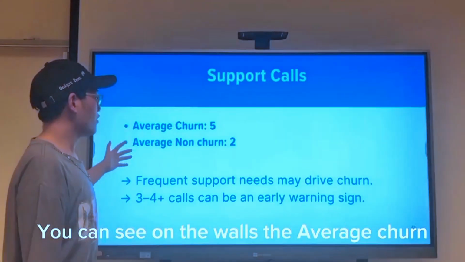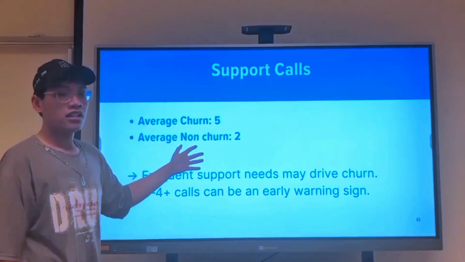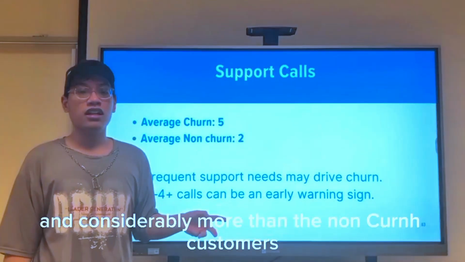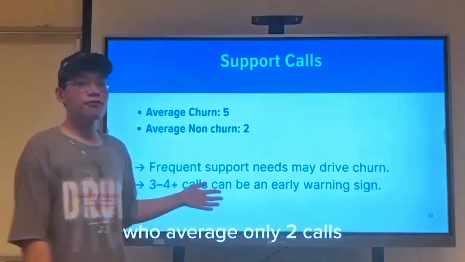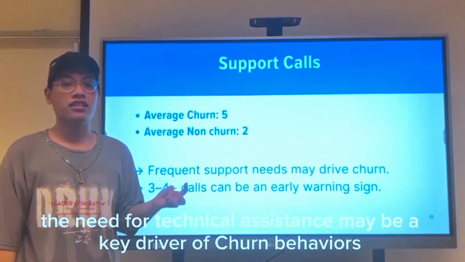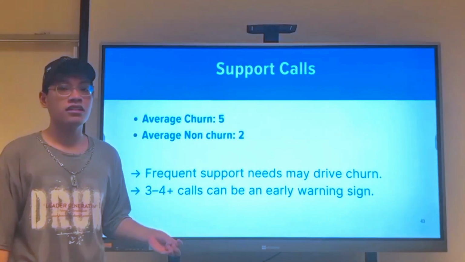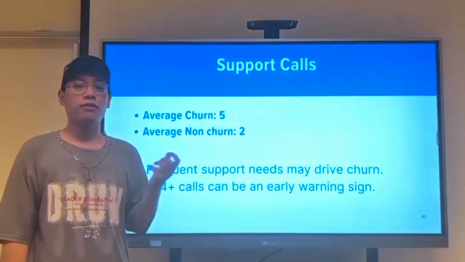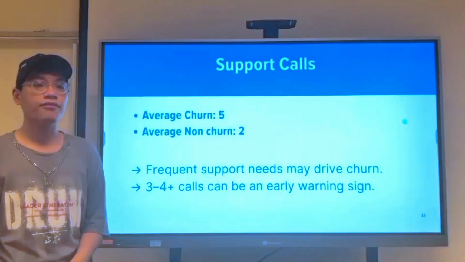Okay, let's start with the first one, the support calls. As you can see on the box, the average for churn is 5 and for non-churn is 2. It shows that churned users made an average of 5 support calls, considerably more than non-churn customers. This suggests that frequent issues or the need for technical assistance may be a driver of churn behavior, and a typical 3 or 4 support calls or more may serve as an early warning sign of potential churn.